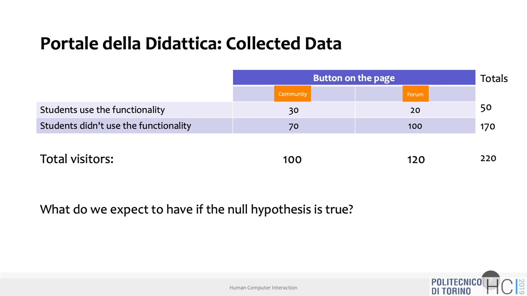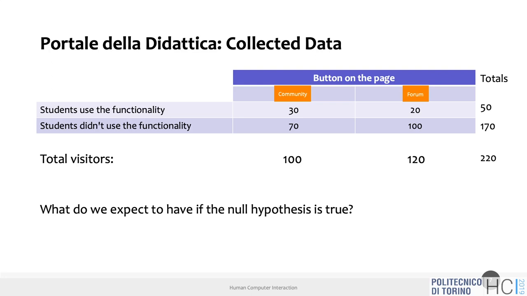Because we don't want to hypothesize what happens if we have an evenly distribution of people. We have this distribution of people. So we would like to say, if the null hypothesis is true, and so there is no difference between community, forum, or whatever you call it, doesn't matter the name, we still have 100 people in the first condition, in the first version of the interface, and 120 people in the second condition. As before, we had exactly in the coin 10 times head and 10 times tail, because we have overall 20 tosses of the coin. Here we have in each group 100 and 120.